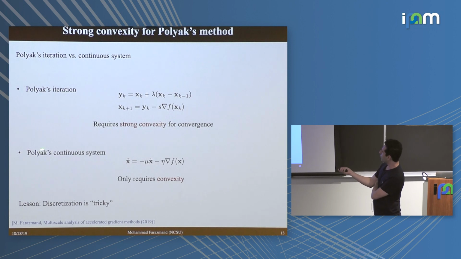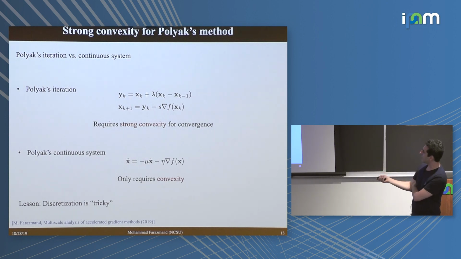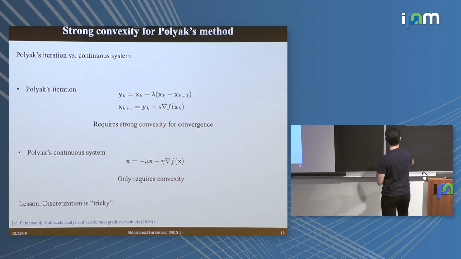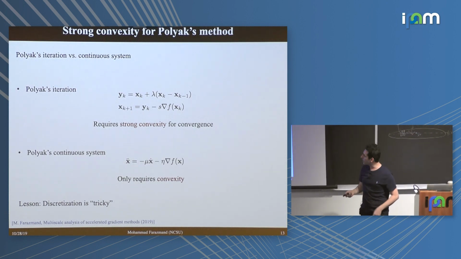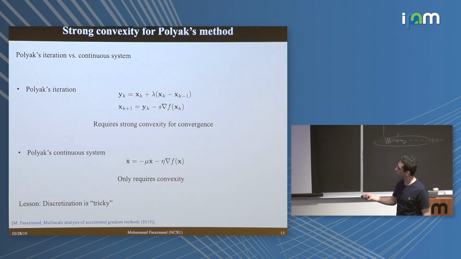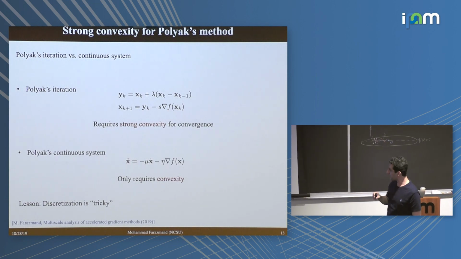And there are counterexamples showing that if you don't, and you just require convexity, the iterations don't converge. But this is not true for Polyak's continuous system. You only require convexity, and then you can prove that, for the second order system, all the trajectories converge to the minimizer. The lesson here being that discretization is tricky. When you go from the continuous system, as we already kind of saw in the schematic, to the discrete system, things can look very, very different.